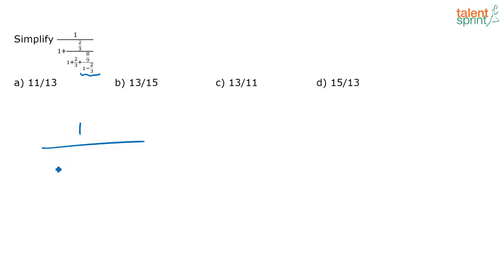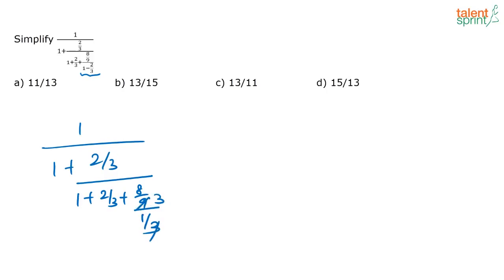So you can write it as 1 plus 2/3 divided by 1 plus 2/3 plus 8/9 divided by 1/3. So you have 8/9 divided by 1/3, which means the 3 and 9 will get cancelled. This will become 3.